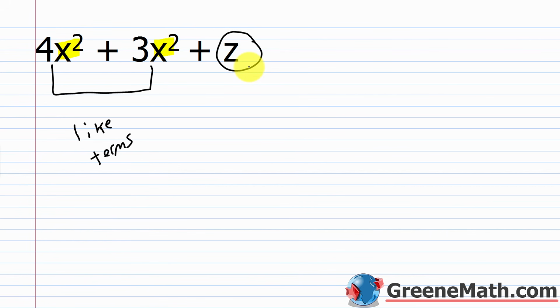So what you do in this scenario is you just combine what you can. So 4x squared plus 3x squared, again, leave the variable part the same. So leave that x squared part the same, and then just add your coefficients. So what is 4 plus 3? That's 7. So I have 7x squared, and then just copy the rest, so plus z. So when we simplify this algebraic expression, we end up with 7x squared plus z. Again, you combine what you can. In this case, we could combine the like terms 4x squared and 3x squared.